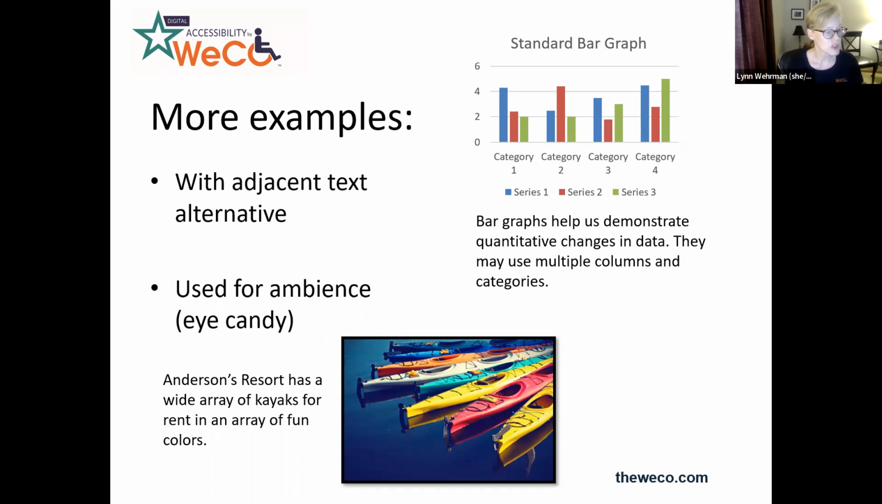And finally, images used for ambience alone or for eye candy. The example we're showing here is an image of colorful kayaks used to enhance a description on a resort webpage. So the text says, Anderson's Resort has a wide variety of kayaks for rent in an array of fun colors. So that's already describing what is being shown with that photograph.